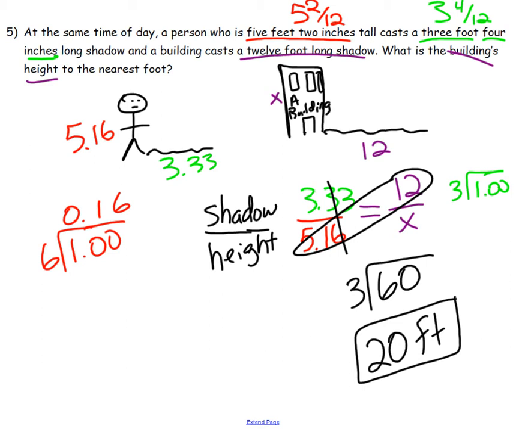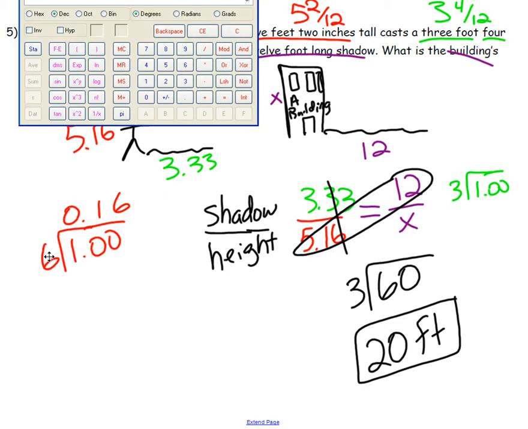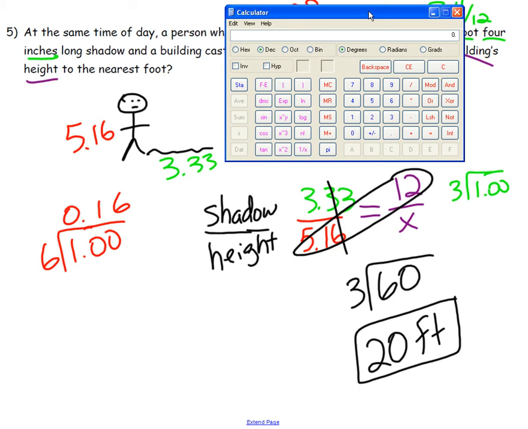Which means our actual answer, since we rounded both of these down, would probably be closer to what? 21. Like 21 maybe. We actually worked it out: we could say 12 times 5.16 divided by 3.33. I should round down. And that makes sense since we're dividing by a number that we rounded down. So the answer actually gets a little bit smaller. But still, it's close to 20 feet.